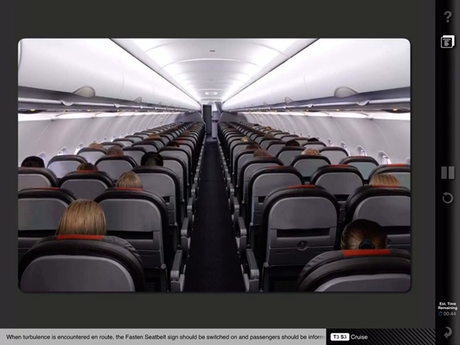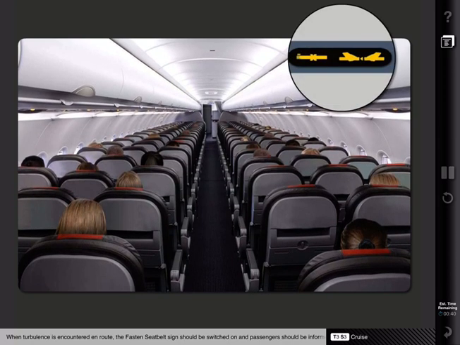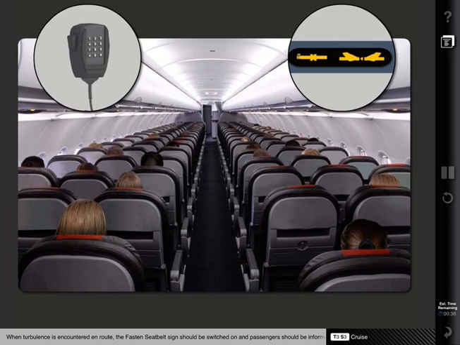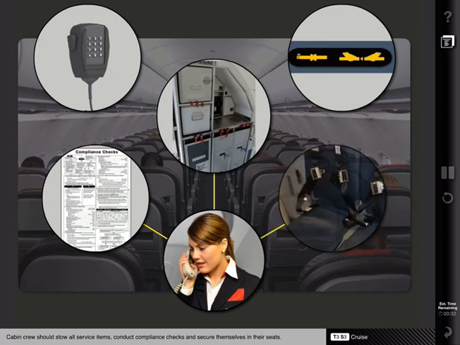When turbulence is encountered en route, the fasten seatbelt sign should be switched on, and passengers should be informed via the PA. Cabin crew should stow all service items, conduct compliance checks, and secure themselves in their seats.